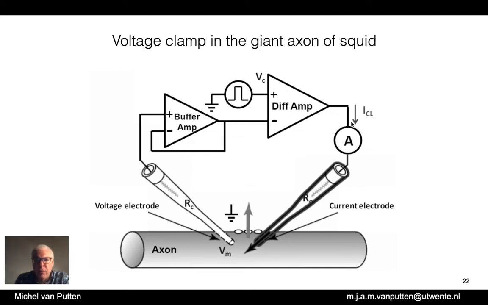So the differential amplifier will make the current so large, will set it to a particular value, that indeed the membrane voltage will be exactly the same as the set voltage. So this allows you to measure a particular current through the membrane that is needed to keep the membrane at a particular voltage. Now this is called voltage clamp.